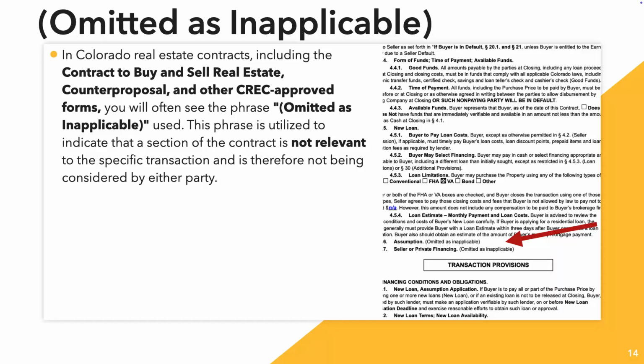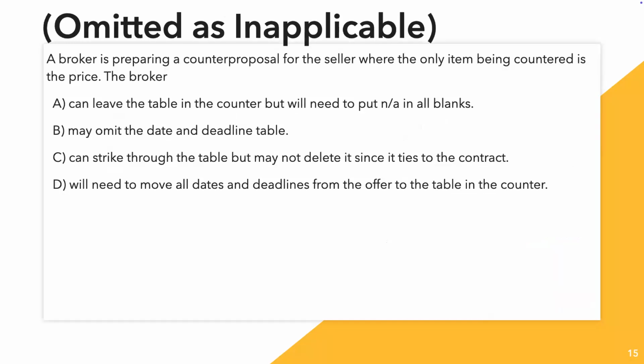So let's look at a question. A broker is preparing a counter proposal for the seller where the only item being countered is the price. The broker, all right. So you're looking at this, and I snuck in a counter proposal, right? So we just talked about the counter proposal, and now we're talking about omitted as inapplicable.